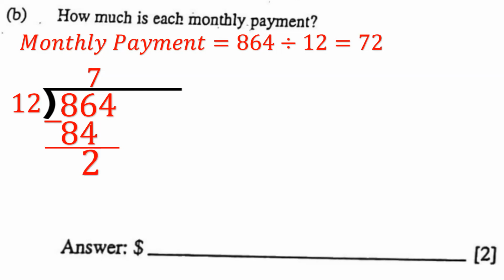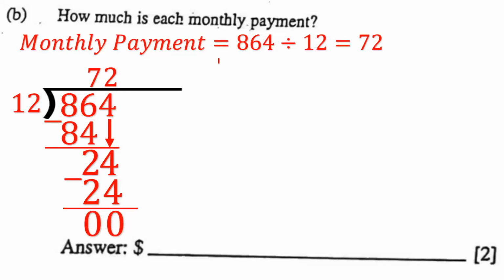Well, 86 minus 84, we know that 6 minus 4 is 2. So 86 minus 84 is 2, because 8 minus 8 is 0, so you're just left with 2. Next, let's bring down the 4. How many times can 12 go into 24? Well, 12 goes into 24 twice. So 12 times 2 is 24 exactly. Now we have 24 minus 24, and that's going to be 0. So $864 divided by 12 is $72. So the monthly payment is going to be $72, and that's the answer to this question.